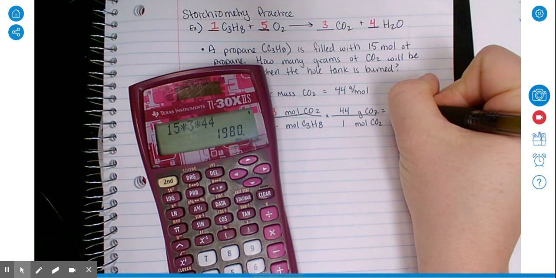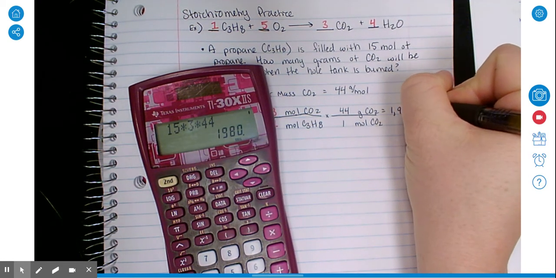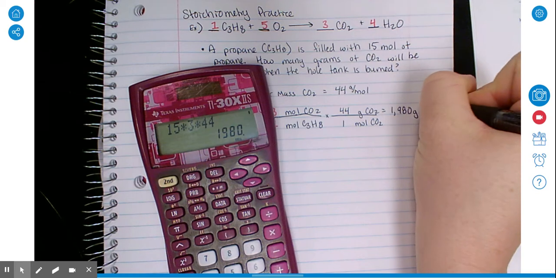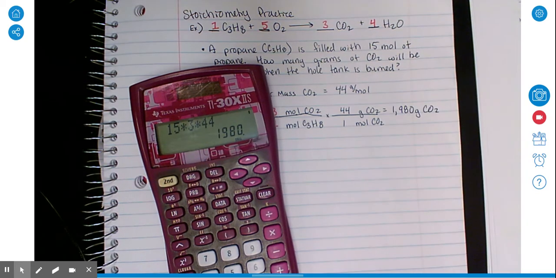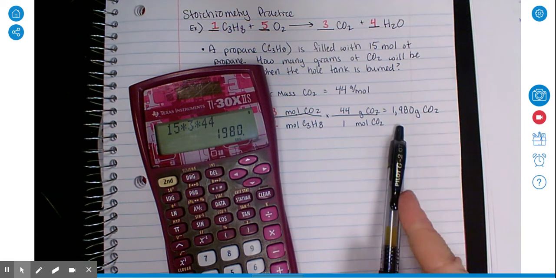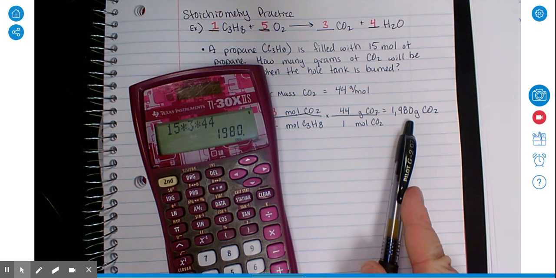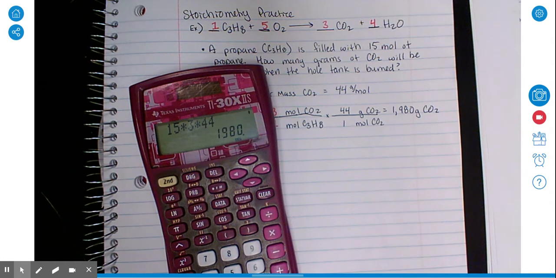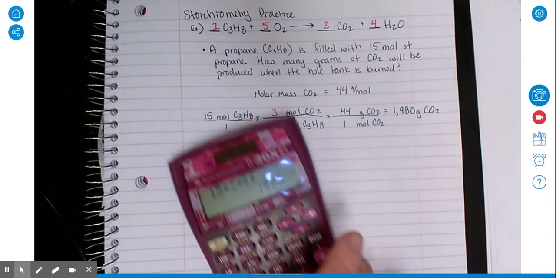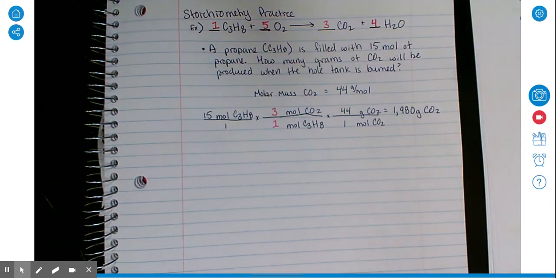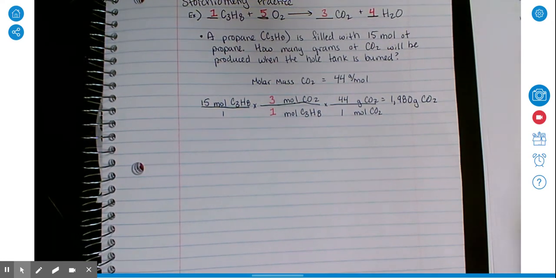When that tank is burned, I am going to release 1,980 grams of CO2 into the atmosphere. That's a lot more than any tank is ever going to have, but I would release 1,980 grams into the atmosphere. All we've done is add that mole conversion step. And for this practice sheet, I am going to really focus on pulling that out with a second color so that you understand when we are invoking our balanced equation.